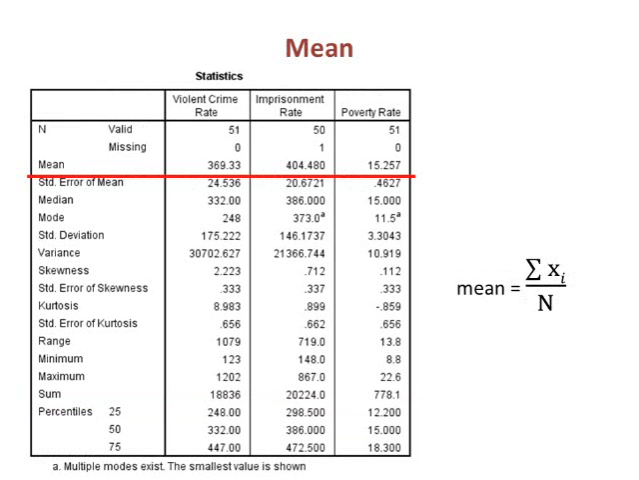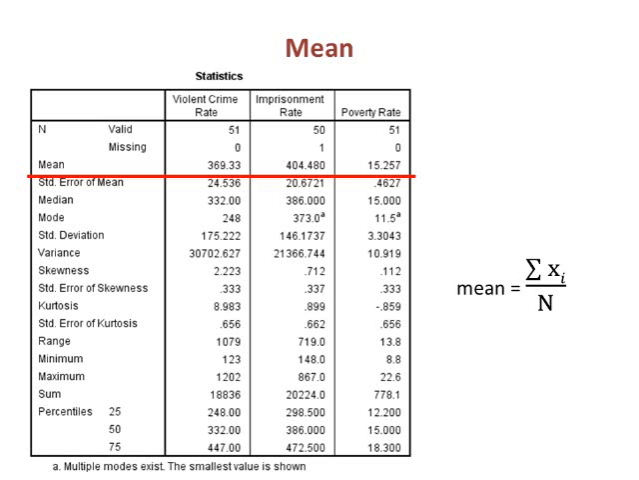The arithmetic measure of central tendency is the mean, or what could be called the arithmetic mean, or more commonly what we call the average. The mean is highlighted here on the output. The typical state has a mean violent crime rate of 369, an imprisonment rate of 404, and a poverty rate around 15%. The exact number that one would report in a table would be rounded. The values shown here are too precise.